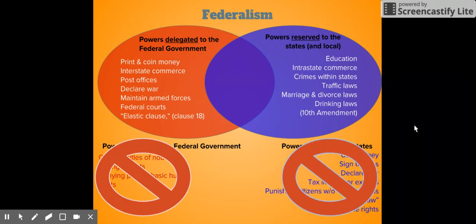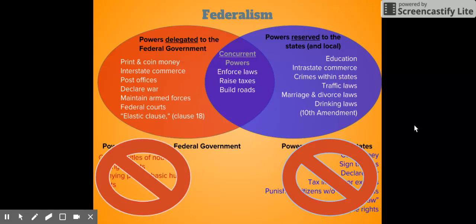Then there are certain things that both the federal government and the states can do. They're called concurrent powers. They happen at the same time. They can enforce all laws. And so states may help with some federal laws, may not sometimes. They can raise taxes. They build roads. We have an interstate system.